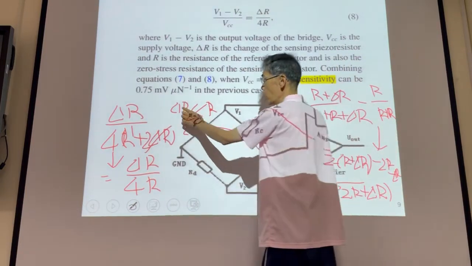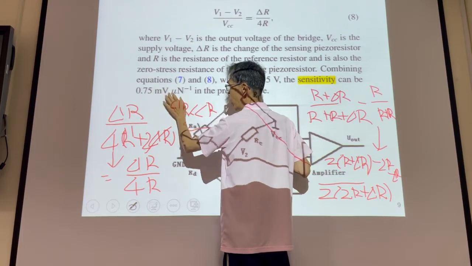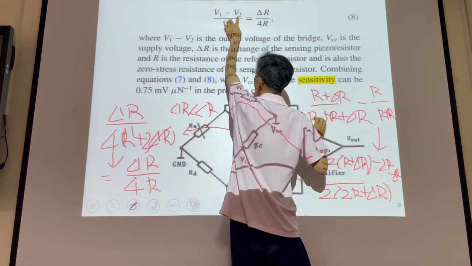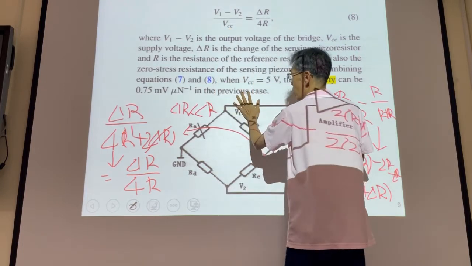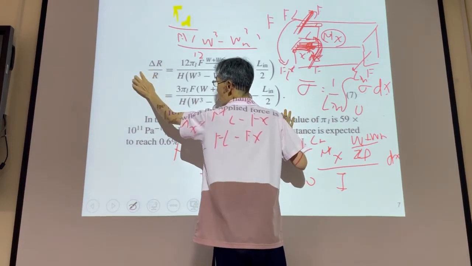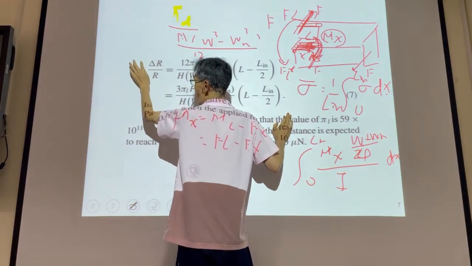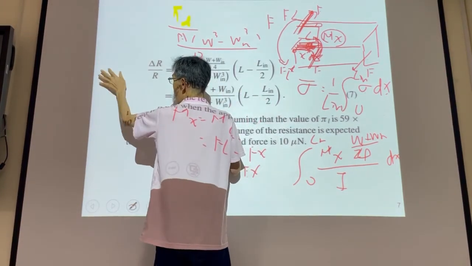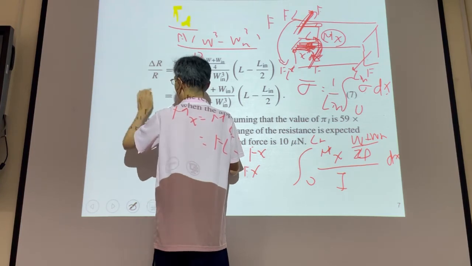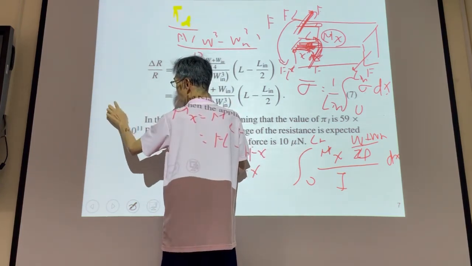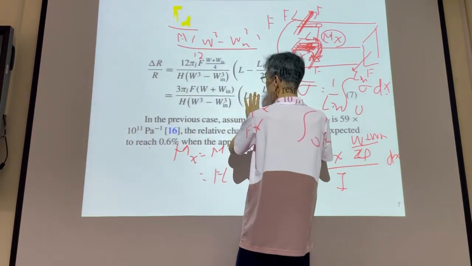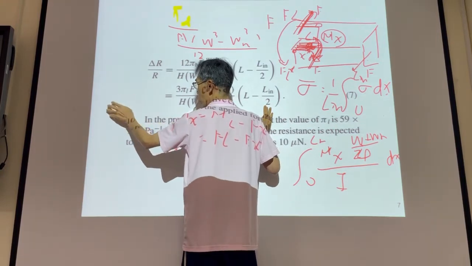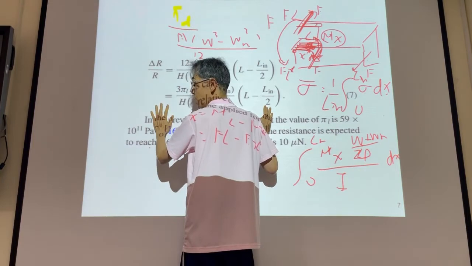Next, see the definition of sensitivity. You can define delta R divided by R divided by force, or you can change delta R divided by R to 4 times (V1 minus V2) divided by VCC. From the previous equation, delta R divided by R equals 4 times (V1 minus V2) divided by VCC. So we can write (V1 minus V2) divided by A. Then you can move VCC here, and move 4 here. So (V1 minus V2) divided by A is the definition of sensitivity of this device.